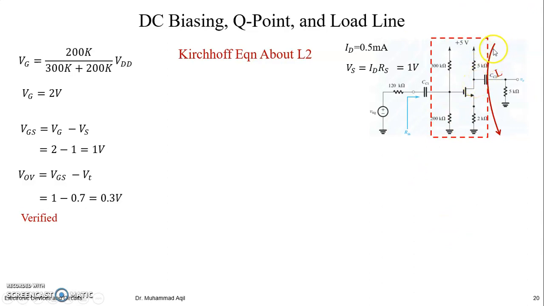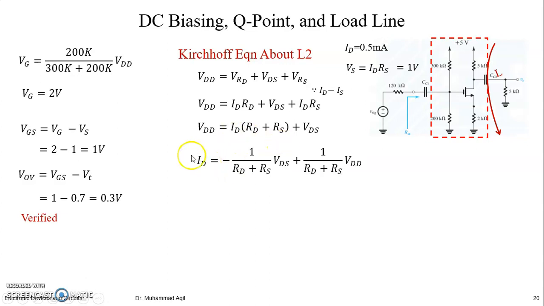But I am doing the whole DC analysis, load line also, drawing the load line. So it means we can have an output load line here, right? So VDD, IDRD, VDS, ISRS, right? ID is IS, so it means VRD will be IDRD and VRS would be IDRS, not IS. So VDS, right? So again, we can rewrite this formula for ID. Common, and then ID is equal to minus this. And what is this? This is a linear equation. Y is equal to mx plus c. The same thing we did for BJTs, right? So this is the load line.